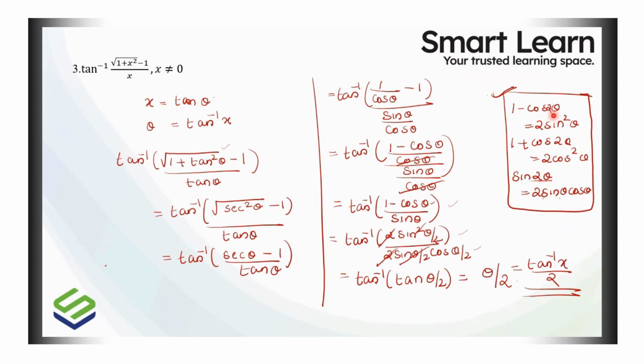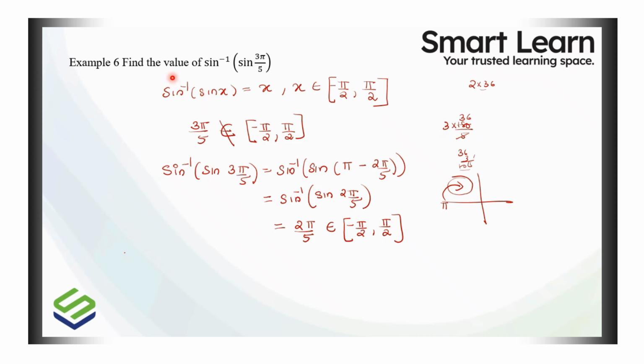What is 1 minus cos theta? It is 2 sin square theta by 2. For sin theta you can apply the sin 2 theta formula, so 2 sin theta by 2 cos theta by 2. The 2 cancels, and sin theta by 2 cancels. Then sin by cos will be tan. That is tan inverse of tan theta by 2, that is theta by 2. What is theta? Tan inverse x. So the answer is tan inverse x by 2.